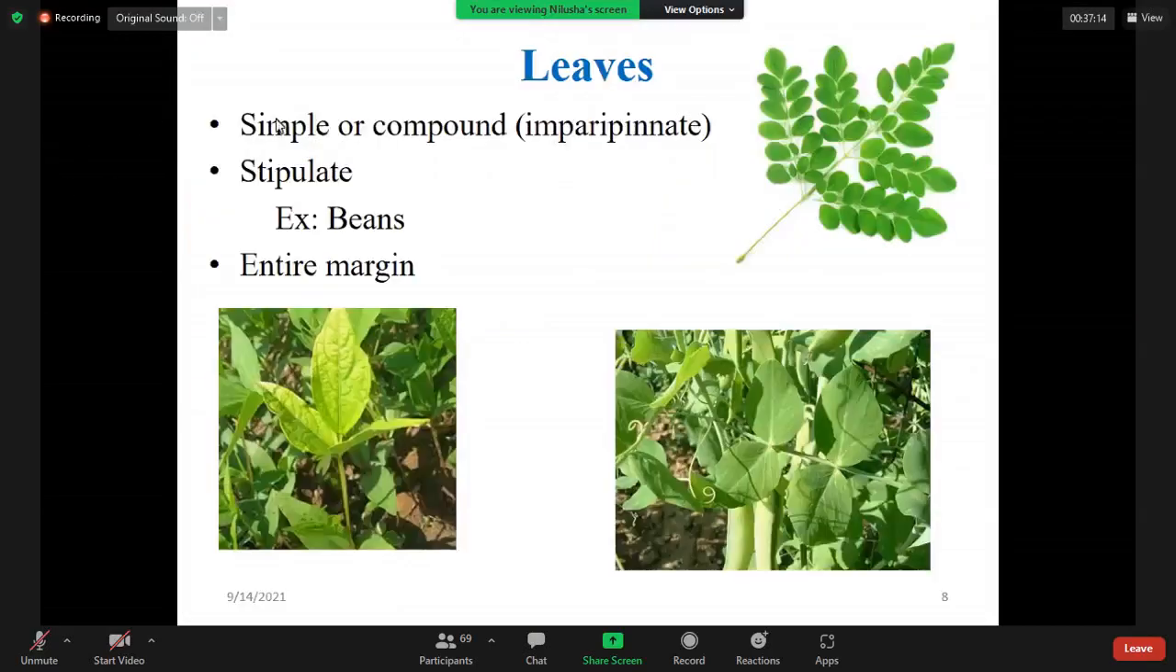Now we will see the Fabaceae family leaves. Leaves may be simple or compound. I think you know what simple leaves and compound leaves are. In this picture, you can see compound leaves. It is from the moringa. Moringa is also included in this family. You can see compound leaves, and these leaves can also have stipules, for example in the bean family, and the leaf margin is entire. I think you know these parts.